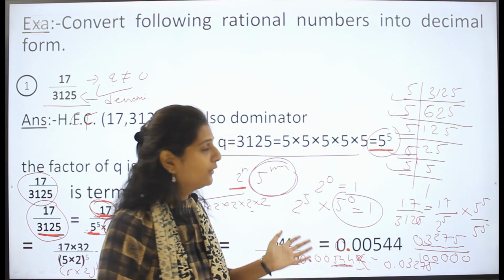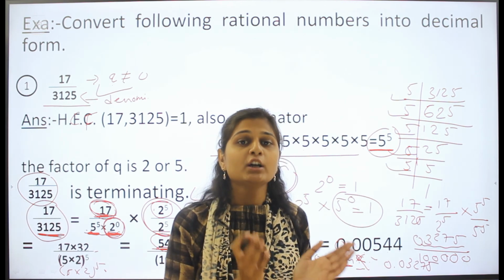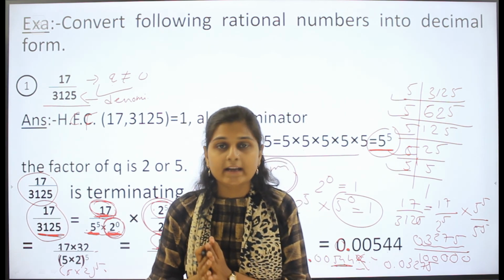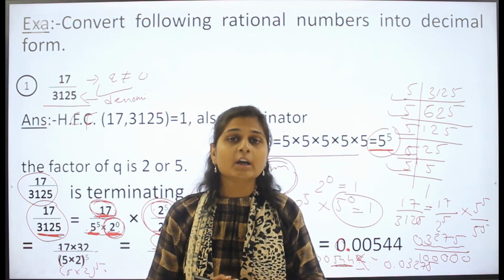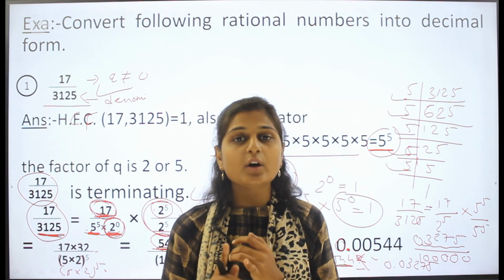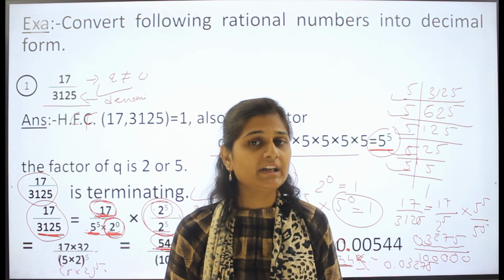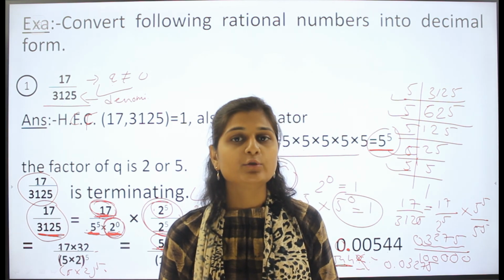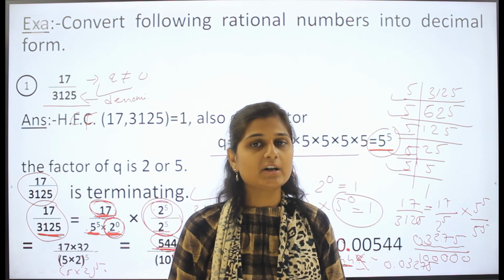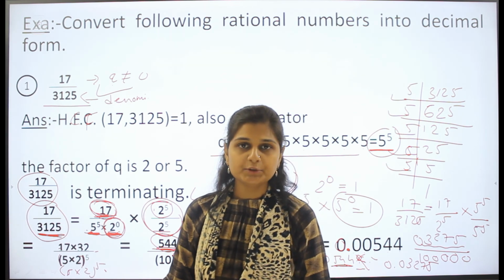Okay, and this is how first you have to find whether the value is terminating or non-terminating, and then you can go to the decimal expansion. And remember one thing, you can only find the decimal expansion if your value is terminating. If your value is non-terminating, then you cannot convert it into decimal expansion. Okay, so we are done with the example.